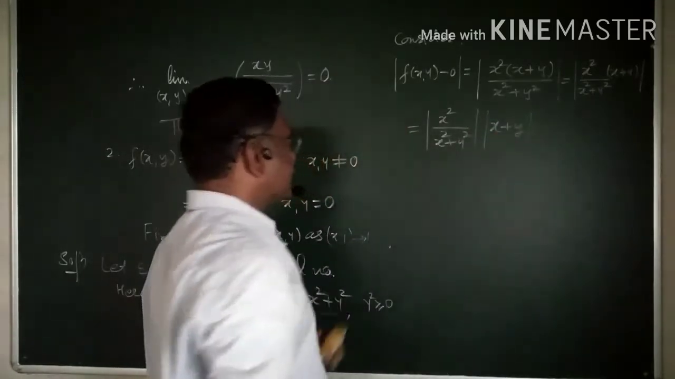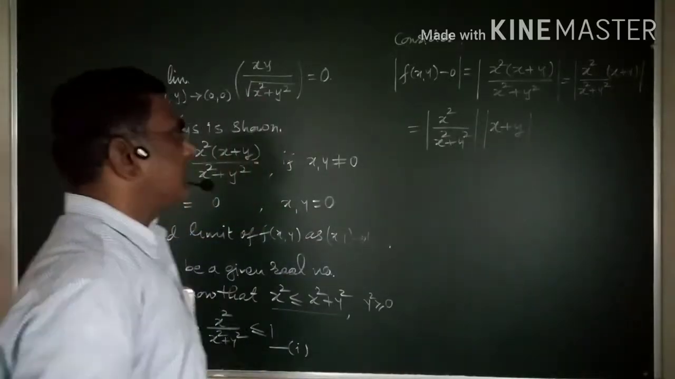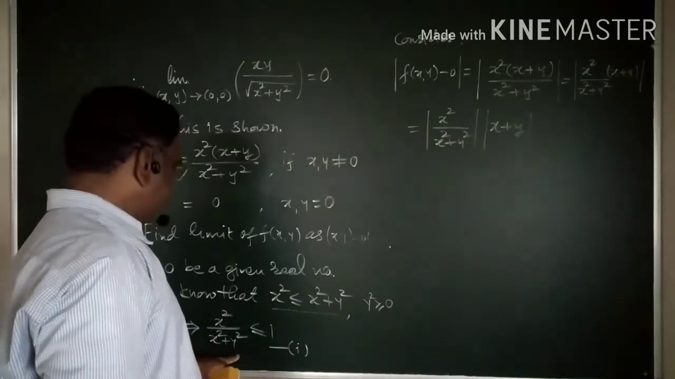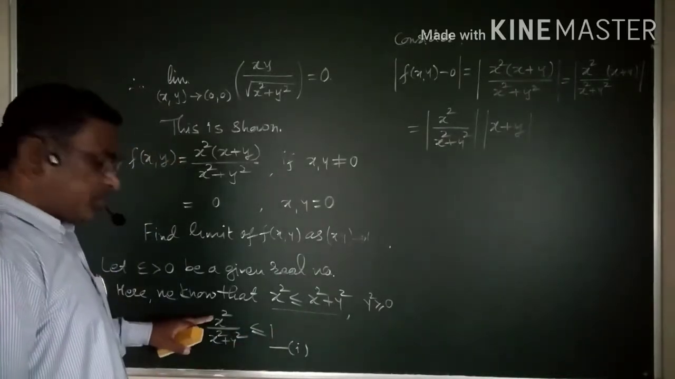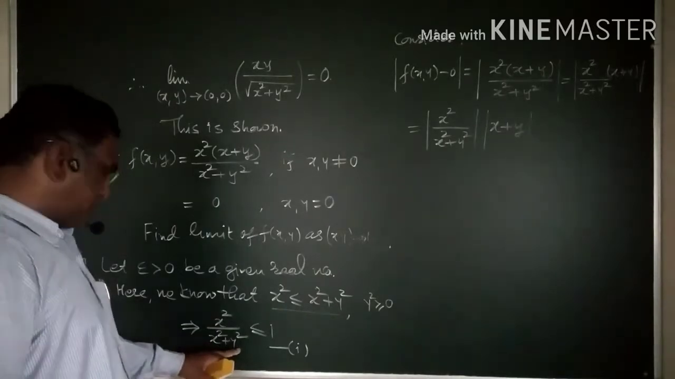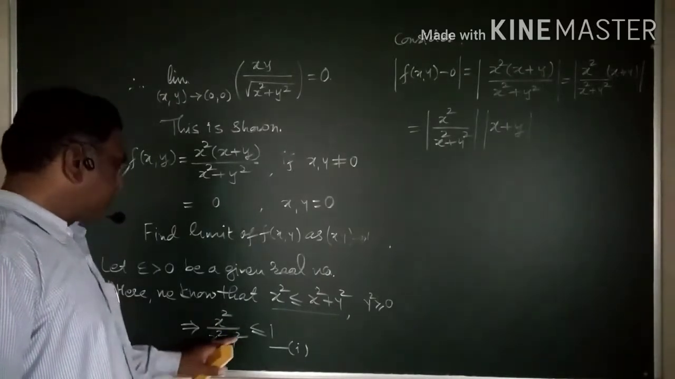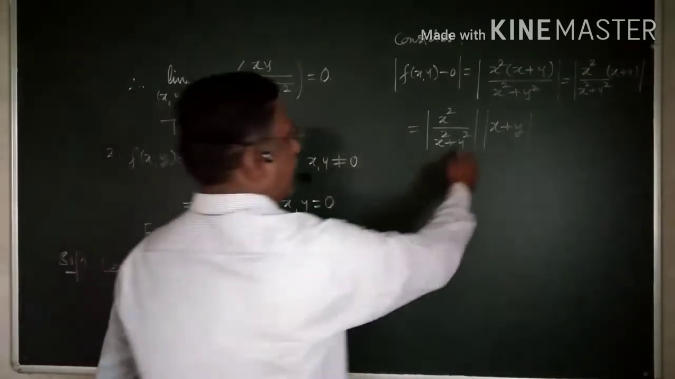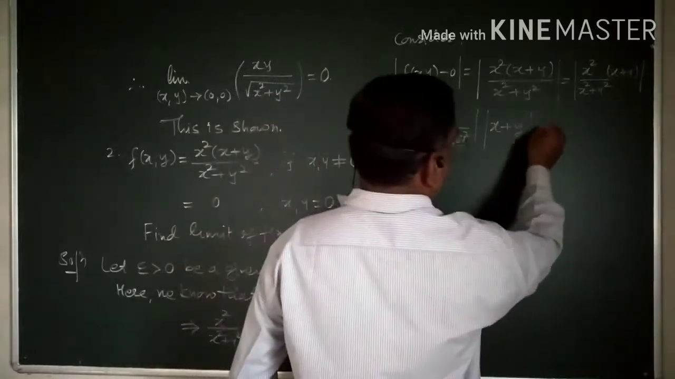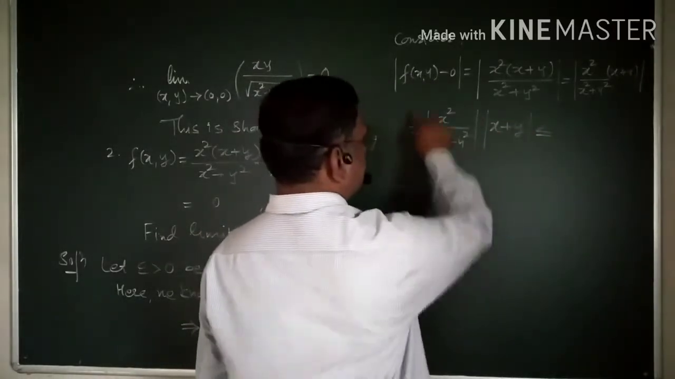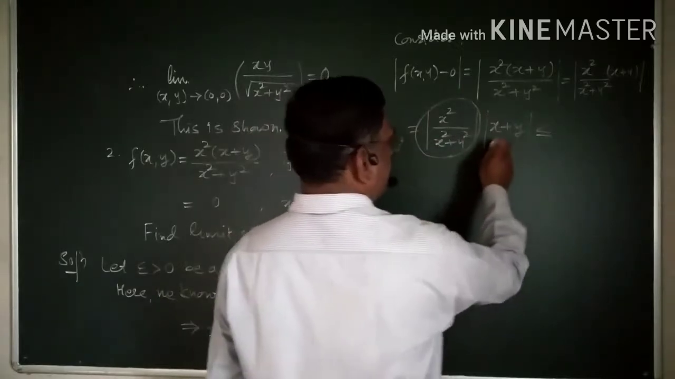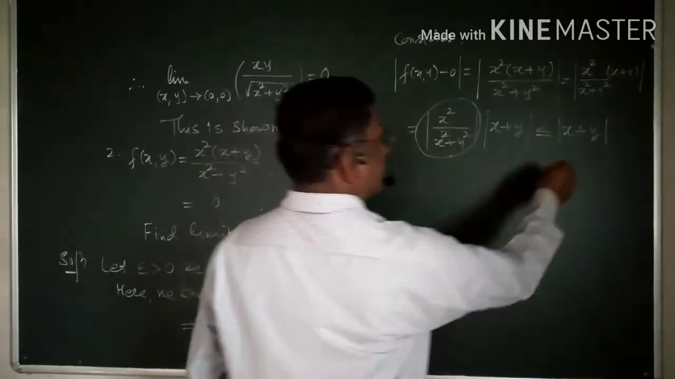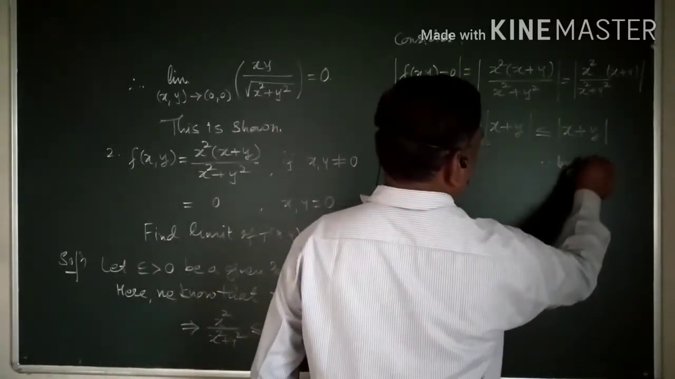Now at this instant, let us use this one: x square upon x square plus y square is less than or equal to 1. Since everything is positive, the absolute value of this one is less than or equal to 1, and hence the whole expression is less than or equal to 1 into the absolute value of x plus y.